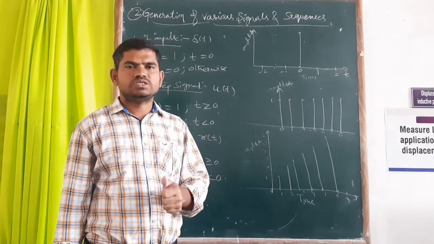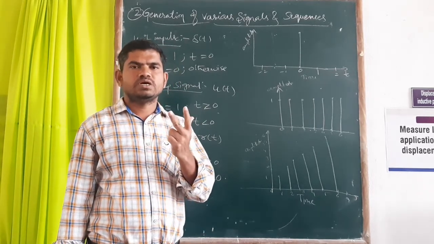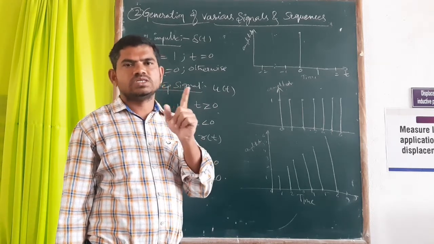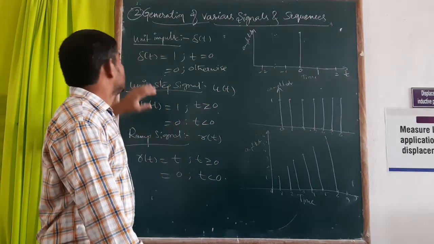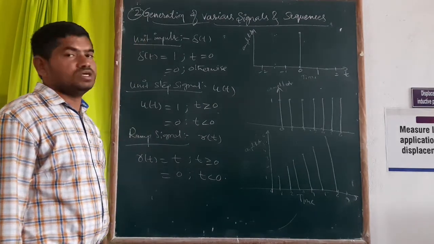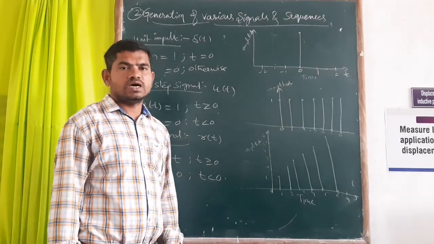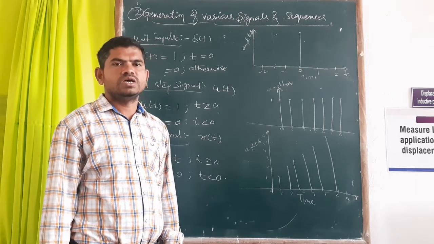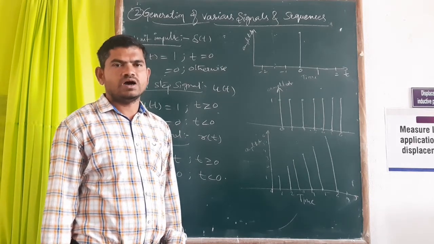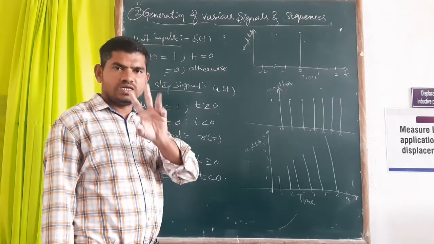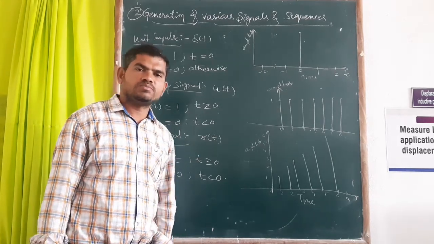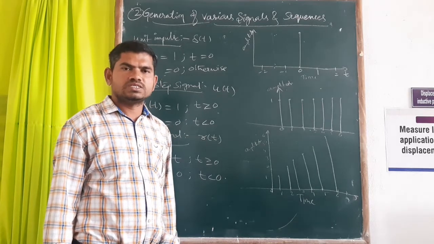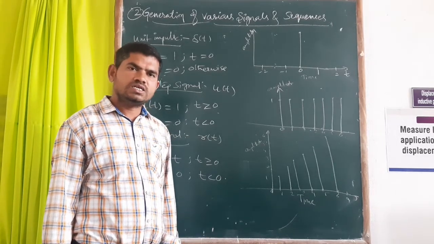In this basic simulation lab, in the second experiment, now I am going to explain how the signals are generated. The first one is the unit impulse signal. The unit impulse signal is denoted by del of t or del of n. Here there are two types of signals, that is the analog signal and digital signal.